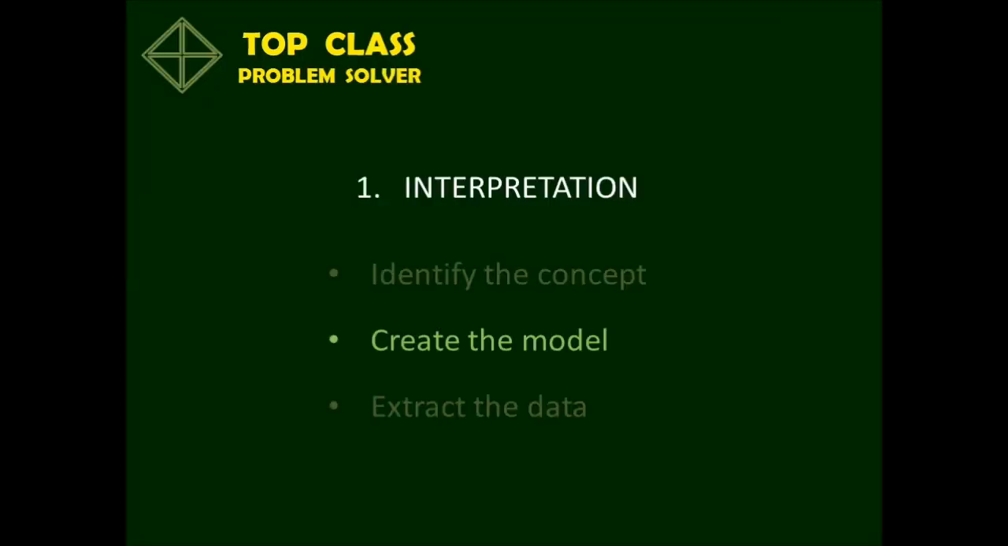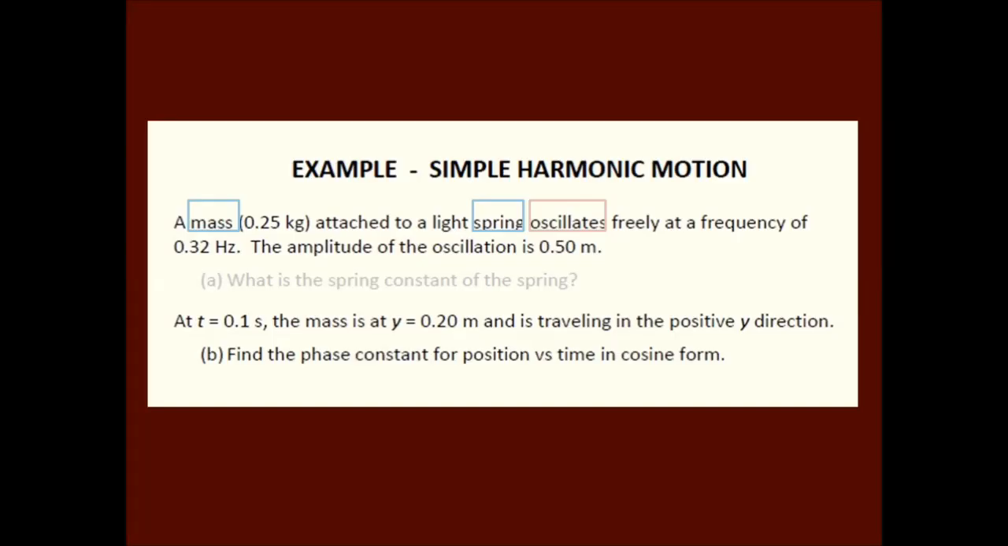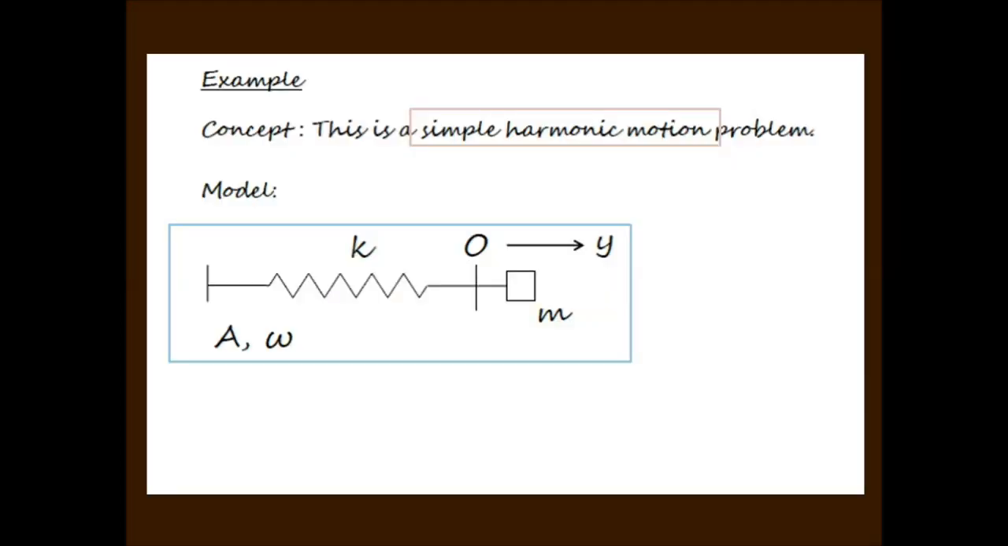The next step of the interpretation is to create the model and represent the model in a diagram. The fundamental components of the problem are the spring and the mass. So in our model, we indicate our spring and our mass, and we set up our one-dimensional coordinate system with the origin at the point of equilibrium and our dimension of motion, which I prefer to call y.